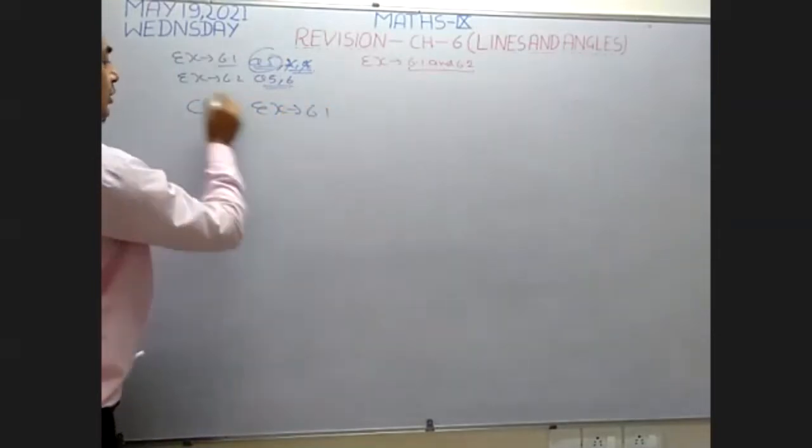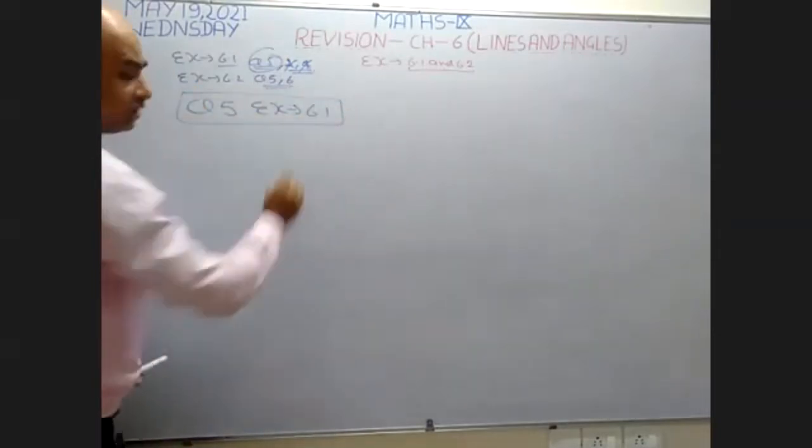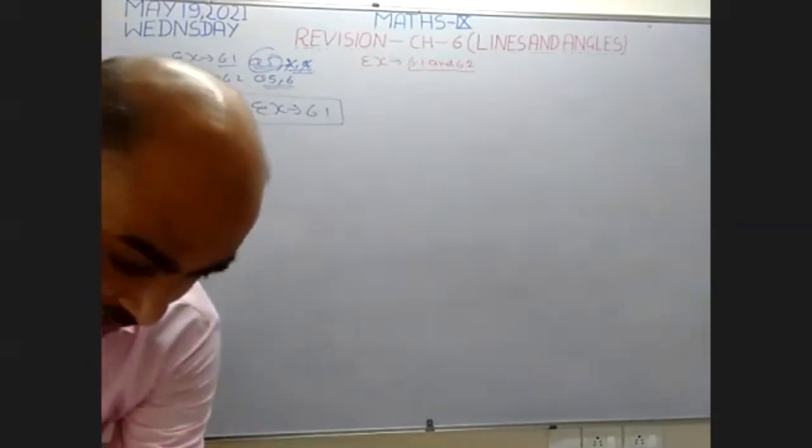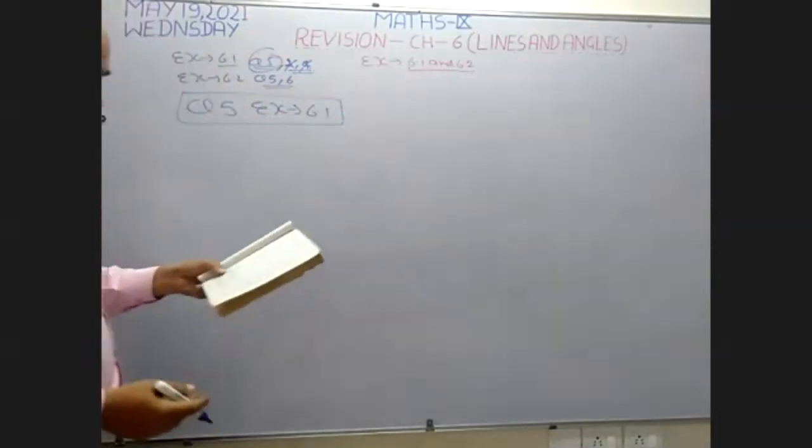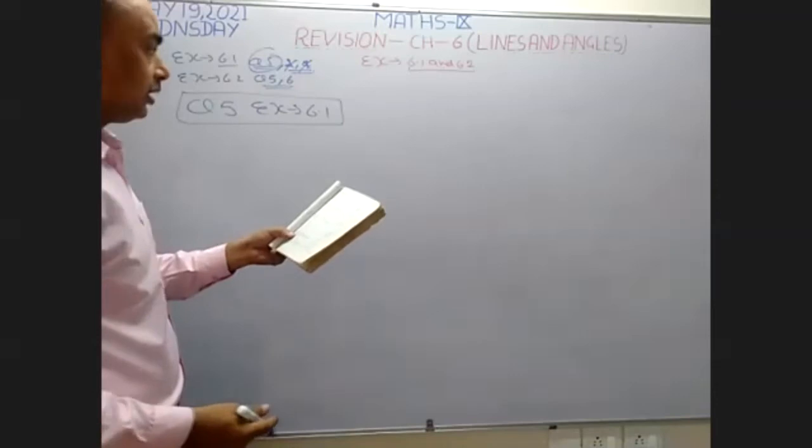Exercise 6.1. Now see what is given. What is given in this question? In the figure, POQ, again a figure is given.